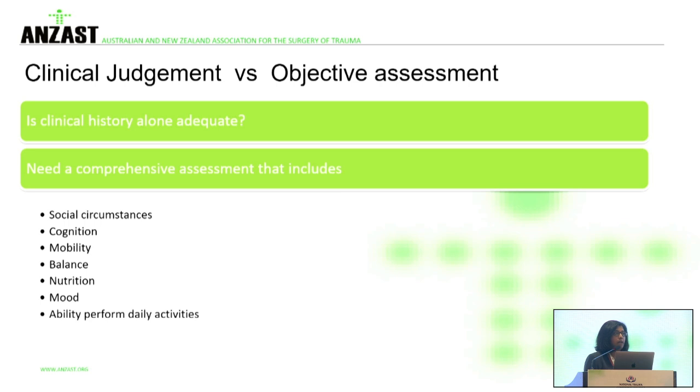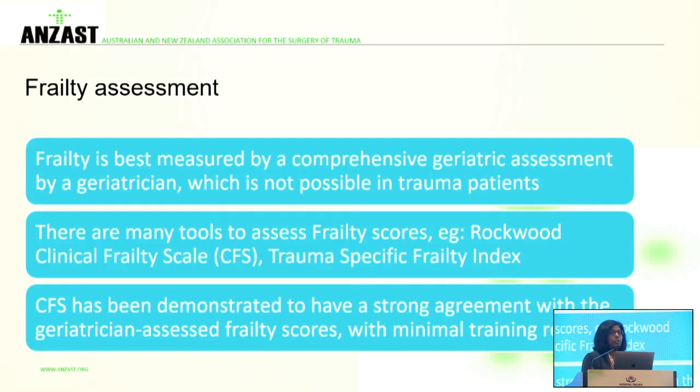So do we assess these patients on history alone, or do we assess objectively these individual elderly trauma patients, looking at their social circumstances? Do we assess their cognition, mobility, nutrition, mood, or how they are able to perform their daily activities? This will take a long time to do for each patient. So do we get a geriatrician to come and assess each and every elderly trauma patient? That would take a lot of time. So there are simple methods of assessing this frailty.